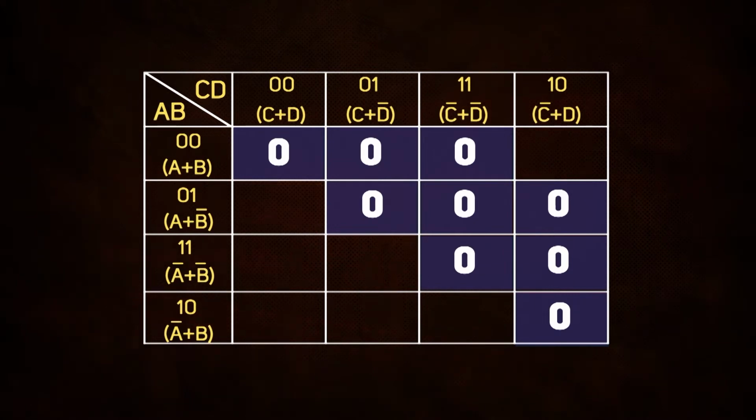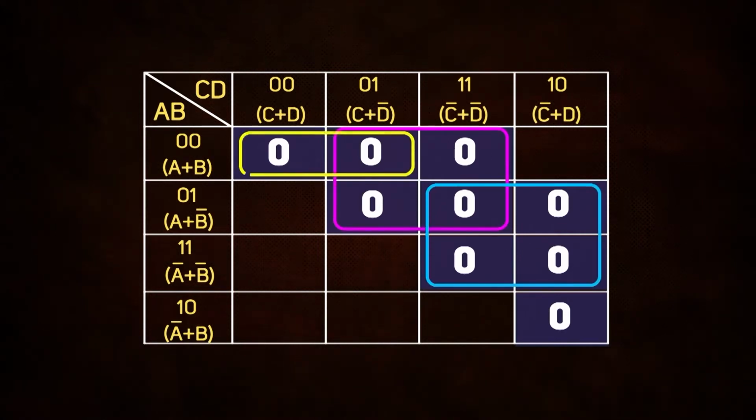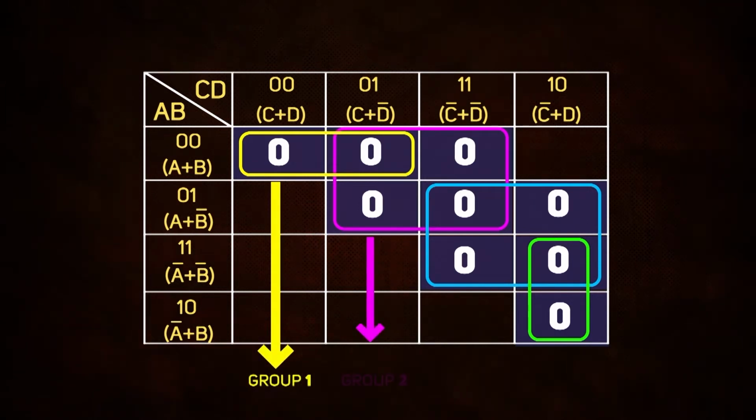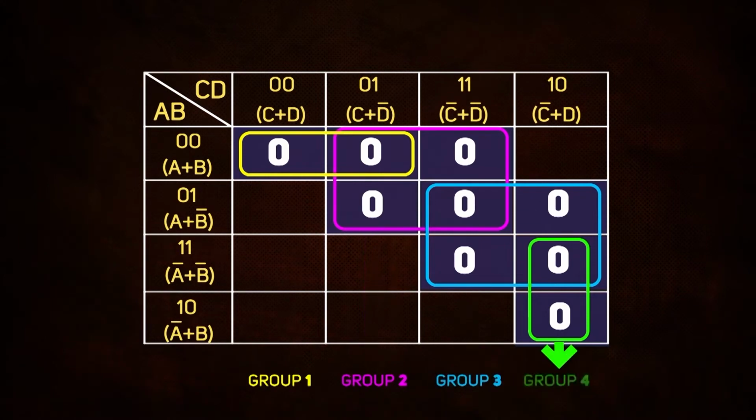The next step is to group zeros. When we observe the map, we can see that no octet is formed, but we find 2 quads and also 2 pairs. No wraparound adjacency is seen here. Now, it is our turn to derive the reduced term from each group. Let me number each group as group 1, group 2, group 3 and group 4.